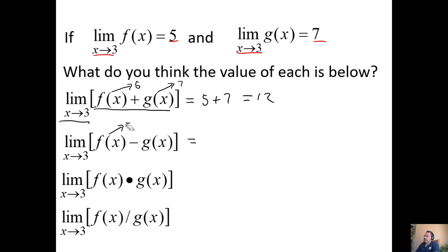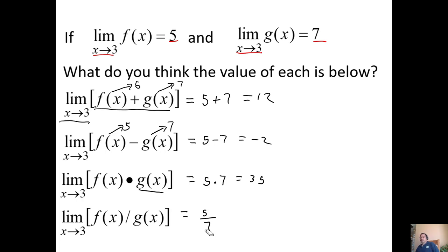Again, this is tending to 5, this is tending to 7, so then the difference function should tend to 5 minus 7, which is negative 2. Again, this one's tending to 5, and this one is tending to 7, so the product function, where you're just multiplying your two outputs, should tend to 35. And last, the quotient function should just tend to 5 divided by 7. Fairly intuitive, seems reasonable. These are the limit laws.